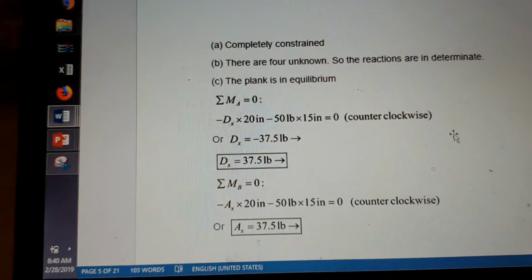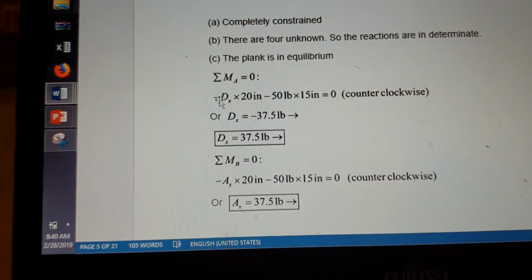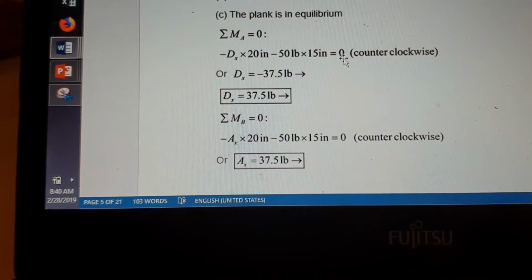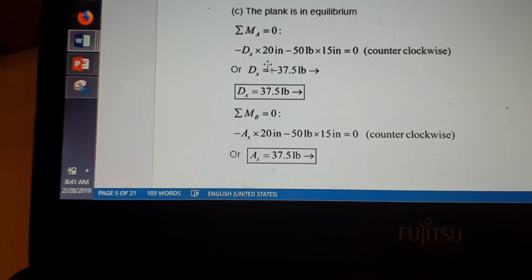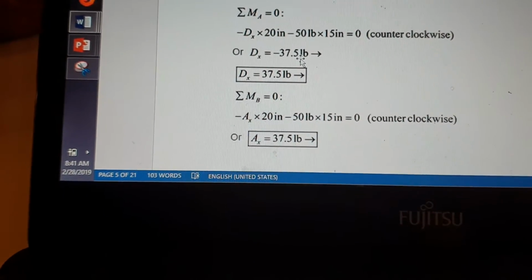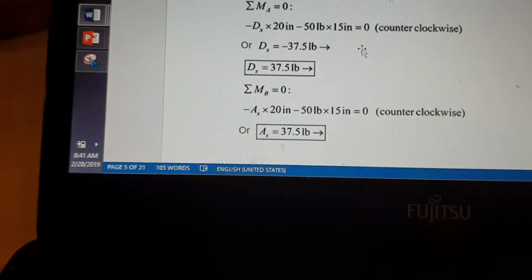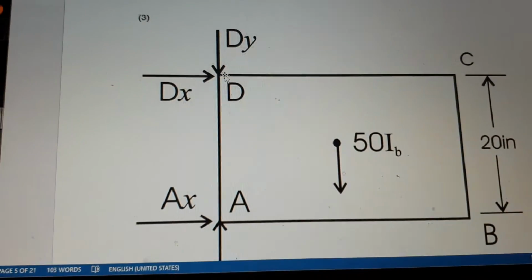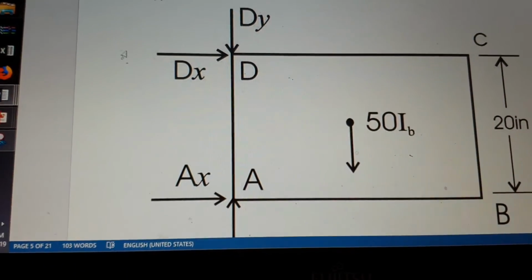Okay, so they're both going to be clockwise, so it's going to be minus Dx times 20, minus 50 times 15 equal to 0. You find the answer, Dx is equal to minus 37.5 pound. Remember, Dx was in what direction? We assumed it, and it's a minus, so it's going to be the opposite way.